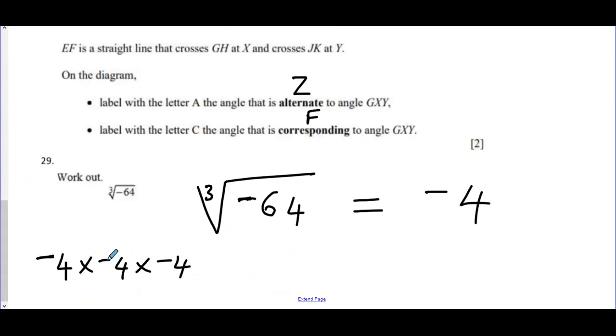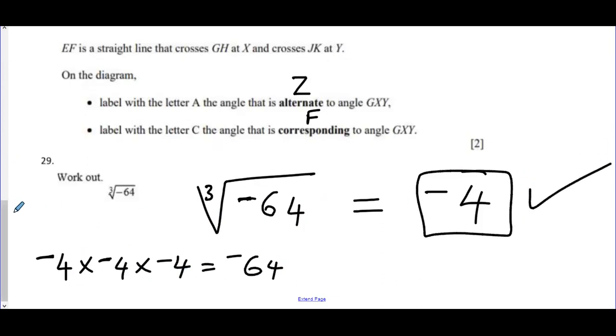How? -4 times -4 times -4. What do you see? Negative times negative is positive. Positive times negative is negative. What is 4 times 4 times 4? That will be 64. Okay. So the cube root of -64 will be equal to -4. You get your tick there.